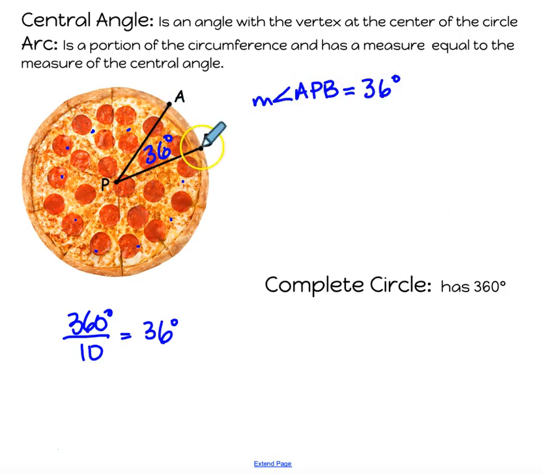However big a slice of pizza you get, however big this central angle is, determines how much crust you have. So arc AB is your crust. A central angle also creates an arc, and the arc is determined by that central angle. So you would say the measure of that arc equals 36 degrees. A central angle is an angle with a vertex at the center of the circle, and the arc is a portion of the circumference, the edge of the circle, and it has a measure equal to the measure of the central angle.